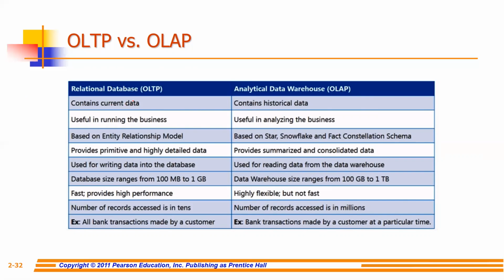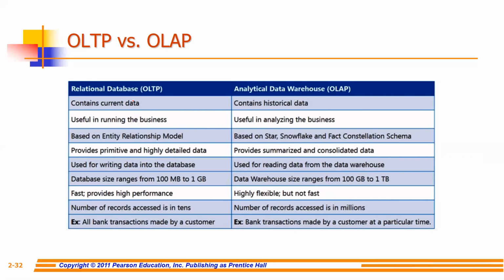The OLTP system provides primitive and highly detailed data, which is much more accurate compared to the data we have in a data warehouse, because these transactions help us to immediately organize the transactions. OLTP systems are much faster and the number of records accessed is in tens. So all bank transactions made by customers are an example of an OLTP system.